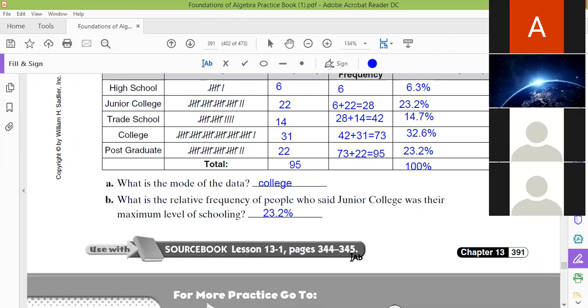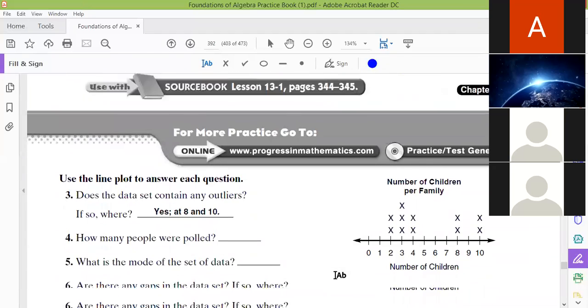23.2%. Okay. Clear? Yeah. Should I scroll it to the next page? Yes. Yeah. A, B, C, D, A.